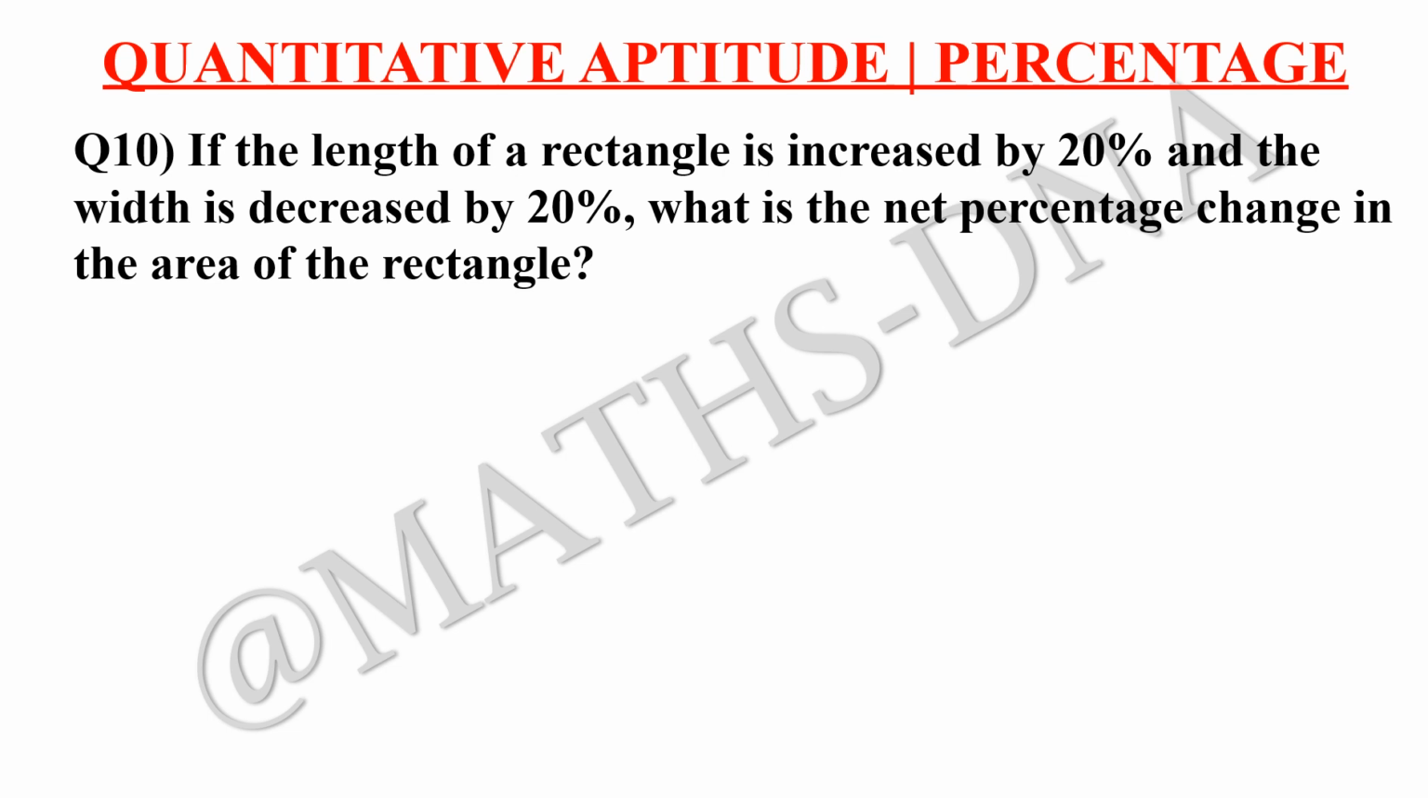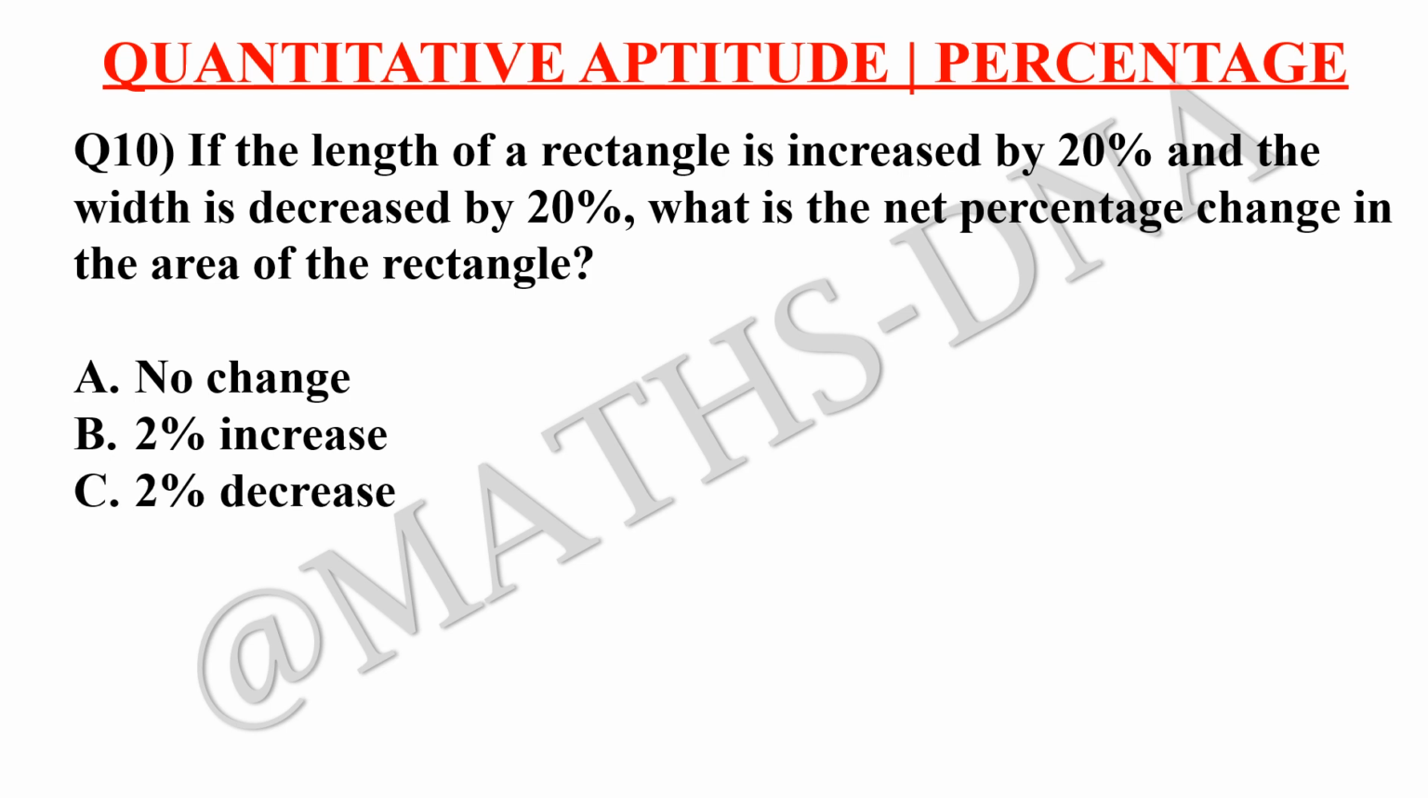If the length is increased by 20 and the width is decreased by 20, what is the net percentage change? Option A, no change. Option B, 2% increase. Option C, 2% decrease. Or option D, 4% decrease. First of all, you need to know the formula of the area of the rectangle. See, whenever you are dealing with quantitative aptitude, you need to be aware of each and every topic's basics, because they can combine some topics and then ask a question.